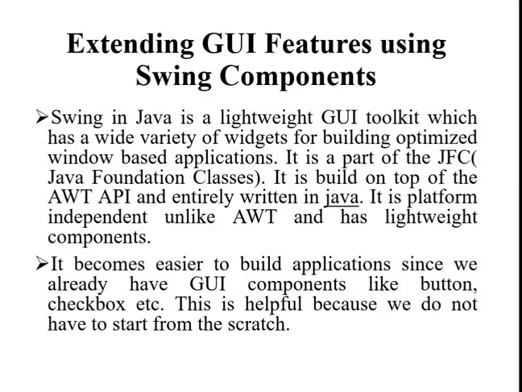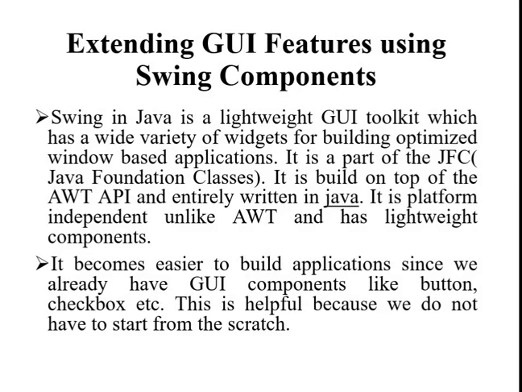These are the three types of container classes: panel, frame and dialog. Next one is, what is the difference between AWT and Swing? What is the difference between Abstract Window Toolkit and Swing? AWT is platform dependent while Swing is platform independent.